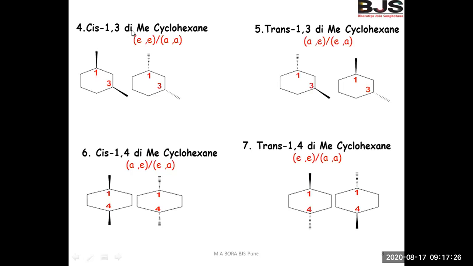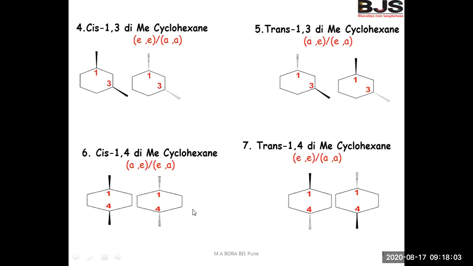So if I take 1,3-dimethyl cyclohexane, cis means either both methyls are beta or both methyls are alpha, and this is how we'll represent it in planar form. Whereas in trans, one will be alpha and the other will be beta. So this is how we represent the trans 1,3-dimethyl cyclohexane. The relation between two methyl groups for cis 1,3-dimethyl is either diequatorial or diaxial. Whereas for trans, it is either axial-equatorial or equatorial-axial.